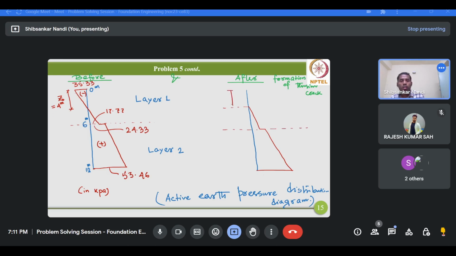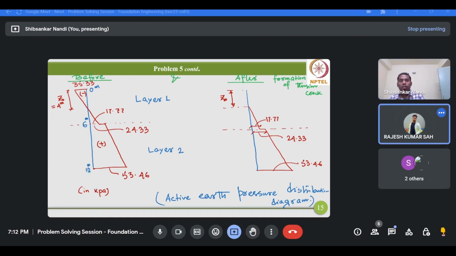This diagram is not to scale. Okay, so this is Z0, this is 17.77, and this is 24.33, and this is 53. Okay, and these are the elevations.